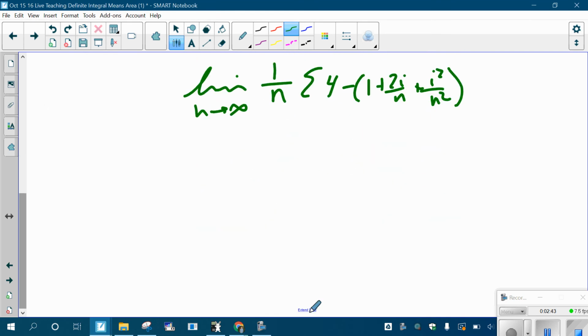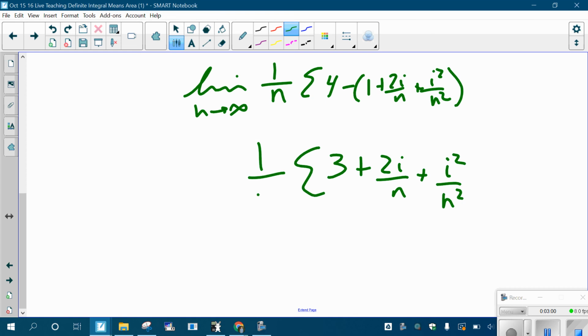Okay. Now I'm just going to do some algebra. So I have 4 minus 1, which is 3, plus 2i over n plus i squared over n squared. That's all in the sigma. The 1 over n is out here, and it's still a limit. Now I need to switch it and get rid of the sigma and the i's. The way to get rid of the sigma and the i's is to use those summation formulas, okay?